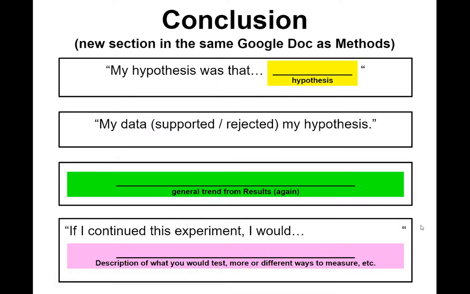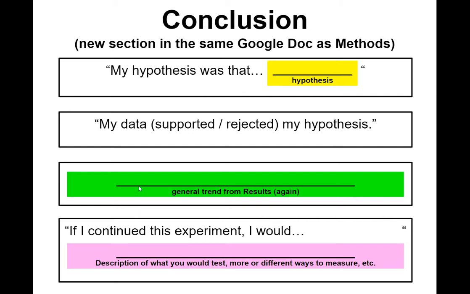So here's your thing that you could look at, like your writing prompts for writing your conclusion. So first, and do them in this order: my hypothesis was that blank, and then you put your hypothesis in, and you can copy paste exactly what your hypothesis was. My data supported or rejected my hypothesis. That's that whole sentence. Then you say a general trend from your results with some little bits of data to remind people.